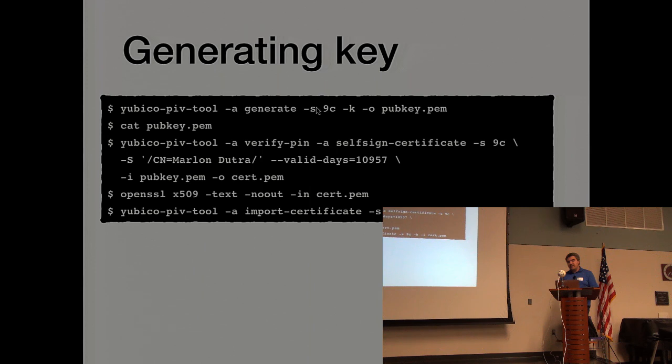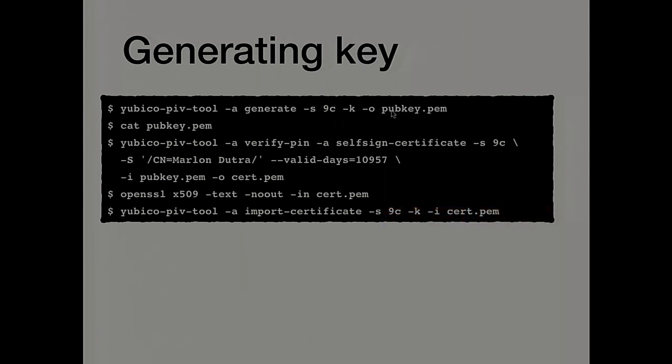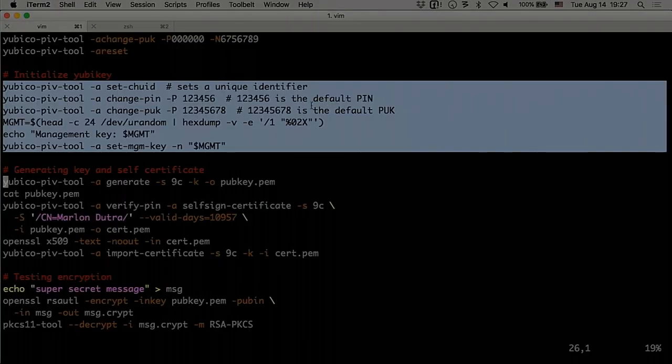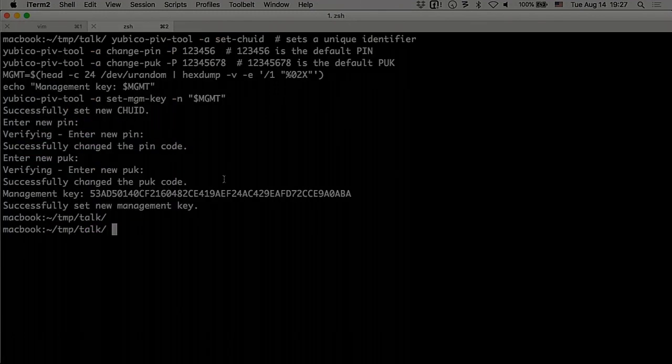The -s here is the slot. 9c is the default slot that Yubikey suggests you use, for whatever reason. So okay, we're going to use it. And once I create the key, the device will give me the public key, because as I said, the public key is public. So the device will give me that. So let's basically do that.